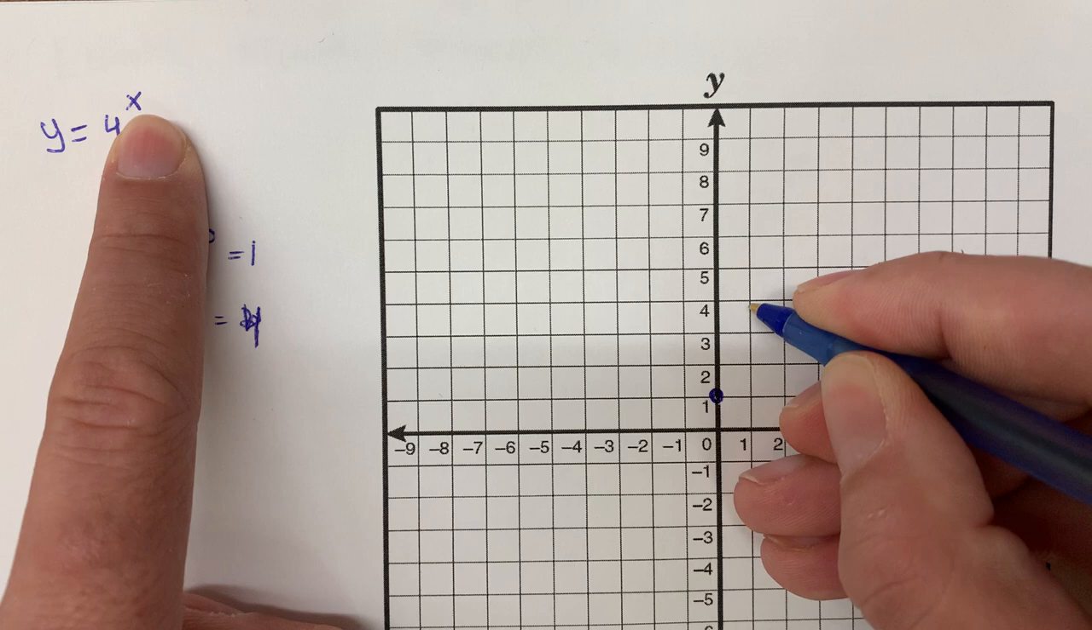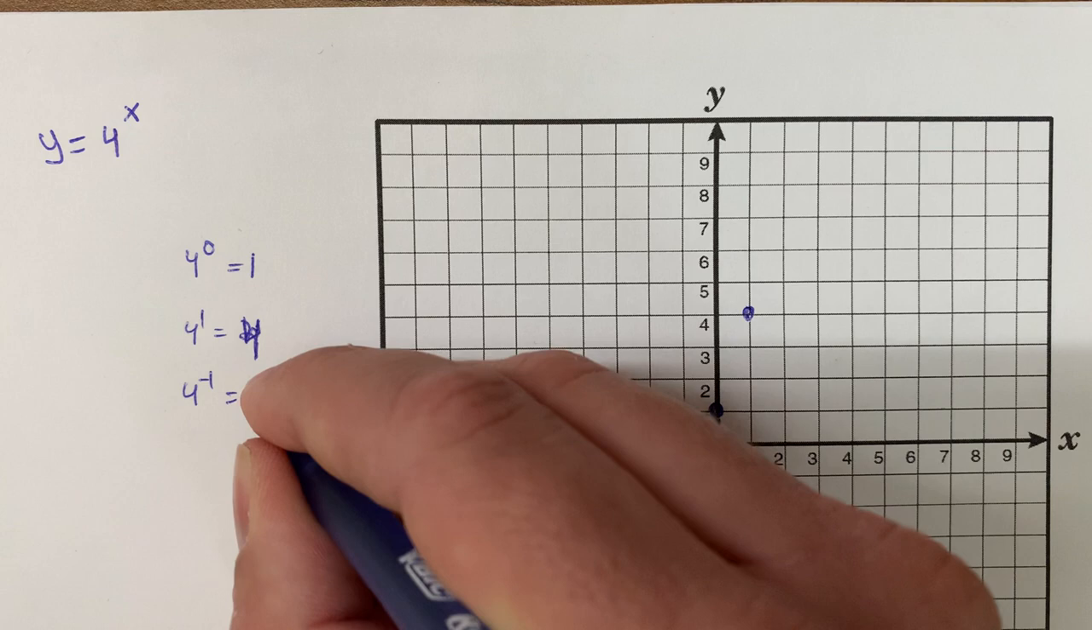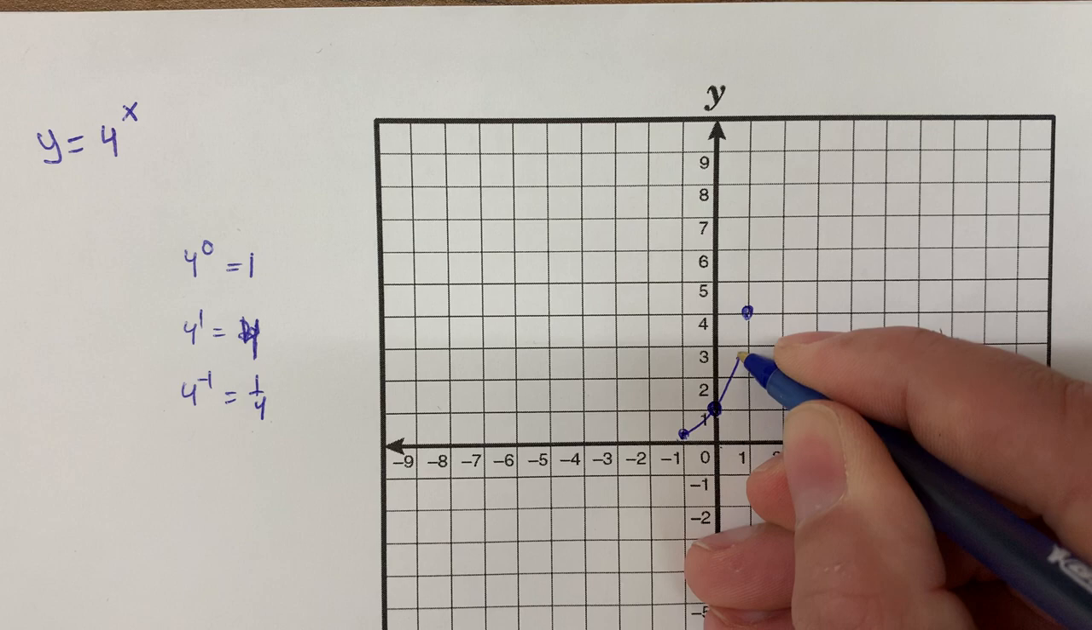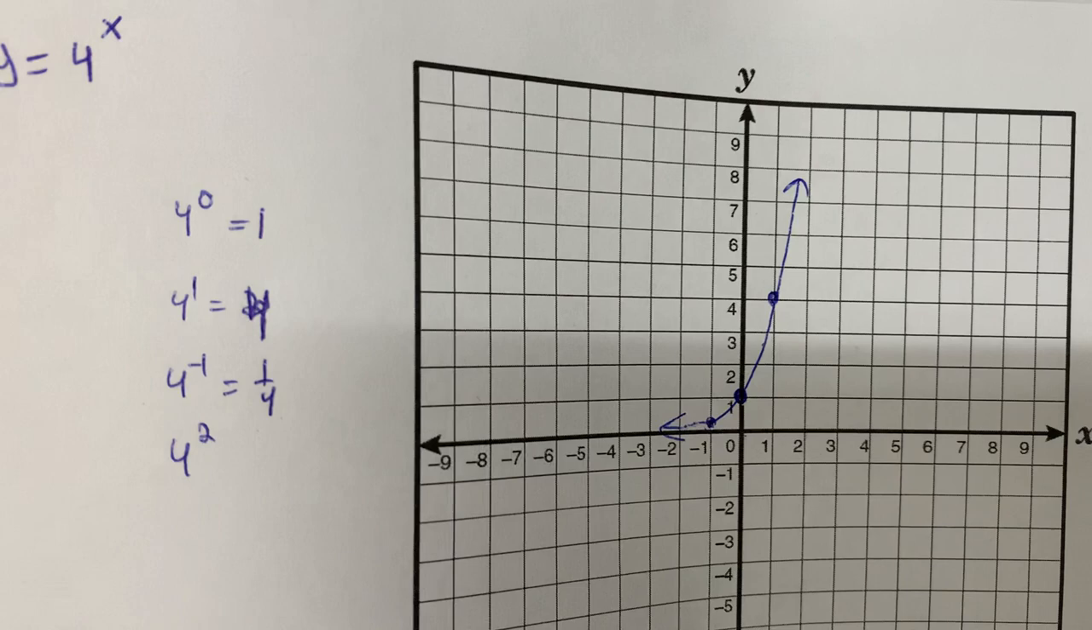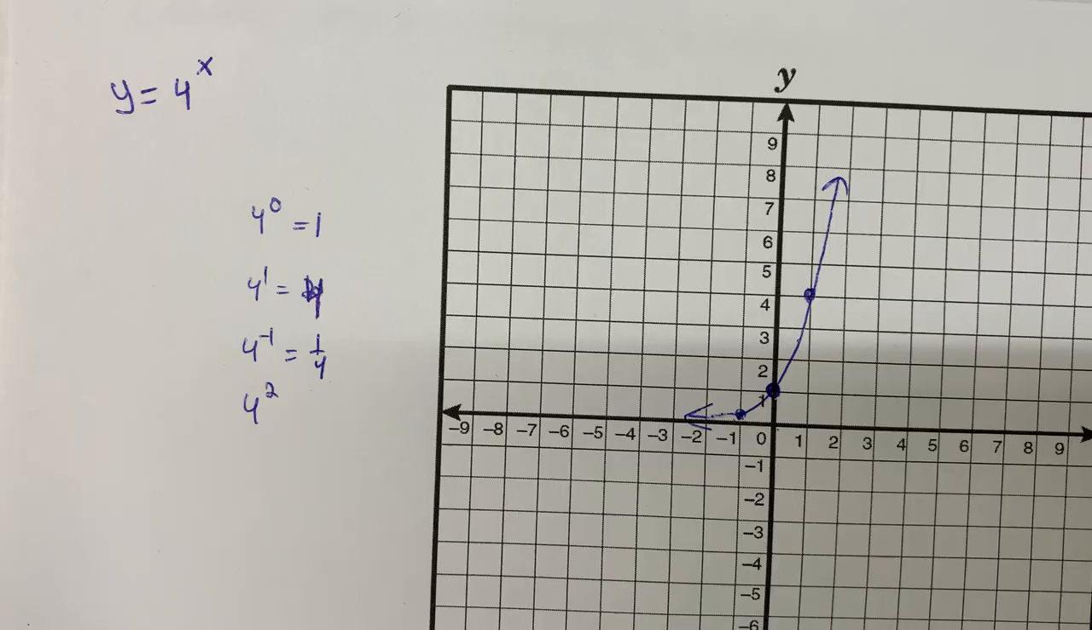And even 4 to the negative 1 is 1/4. So when x is negative 1, y is 1/4. We know it will have this exponential shape. And if we go to 4 squared, it's already at 16. So by the time x is 2, this is off of this graph. But we can do better than this, and we're going to learn some more about exponentials today. That's going to let us come back to this graph later today and put some more detail on it.